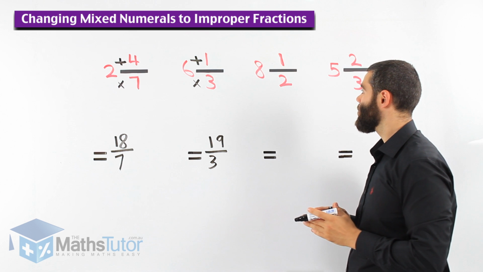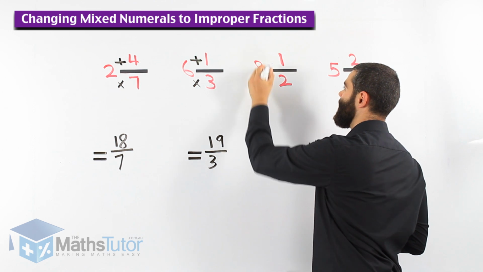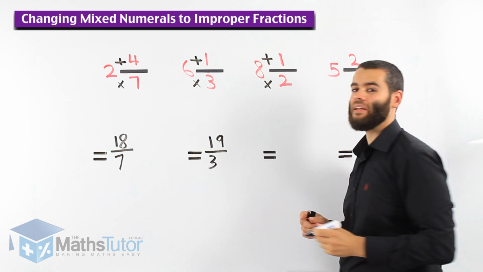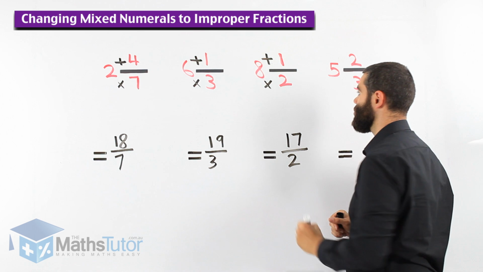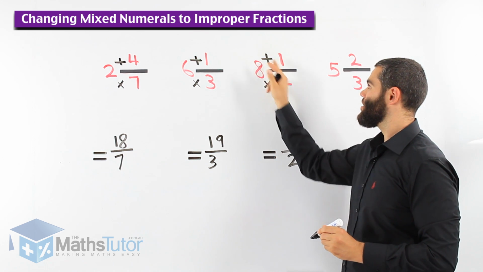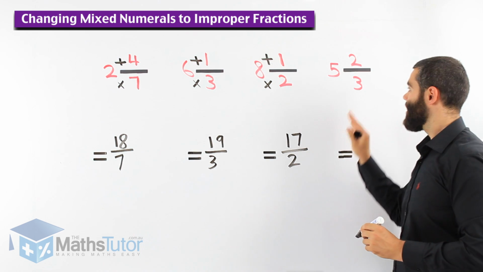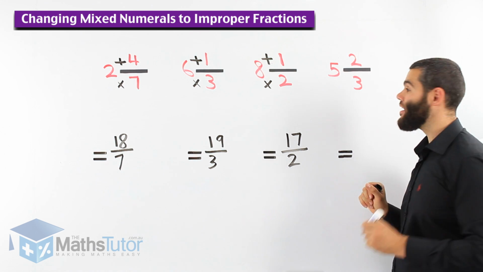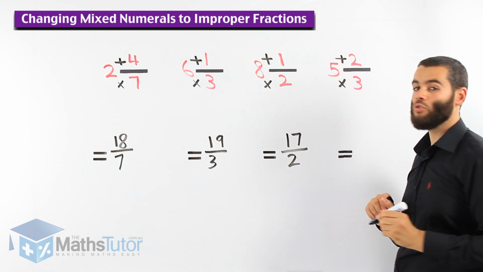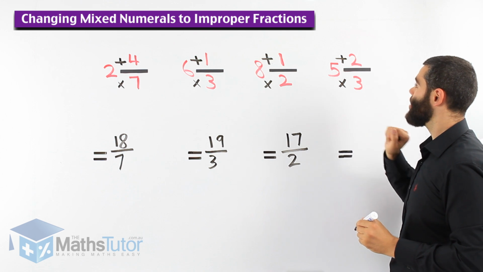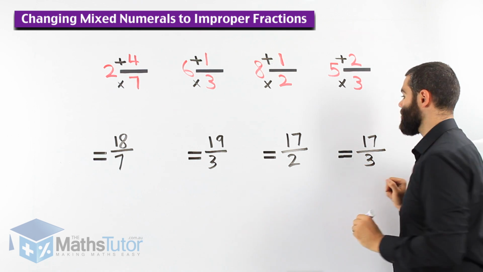Next, 8 and 1 over 2. We've got to start with the denominator and we times and then plus. 2 times 8, 16. 16 plus 1, 17 over 2. 2 is our denominator. It stays the same. Last one, we start with the denominator again. 3 times 5, 15 plus 2, 17 over 3.